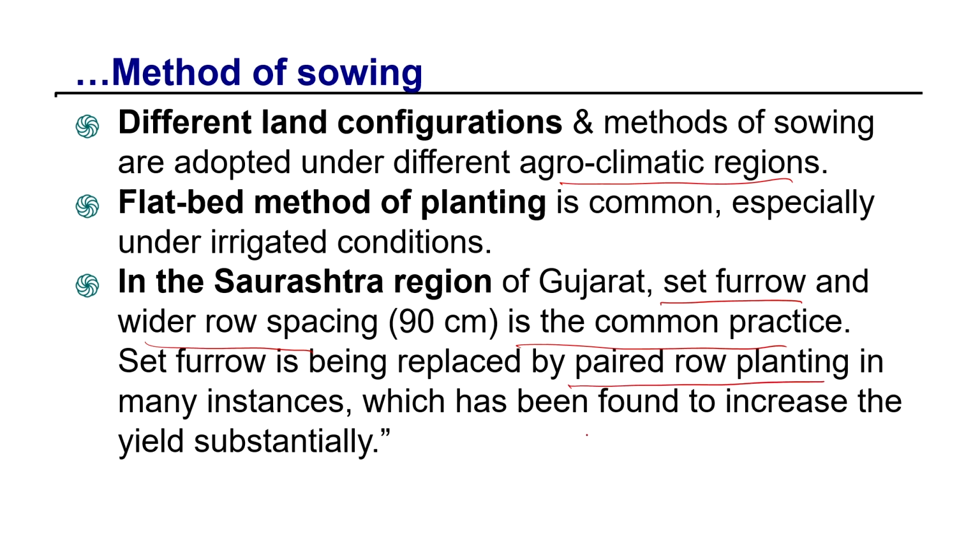Now, one more advancement is made, that is paired row planting. Planting in pairs means two rows. Pair means 2 rows in many cases, which has been found to increase the yield sustainability. There are reports which suggest that paired row planting is useful.